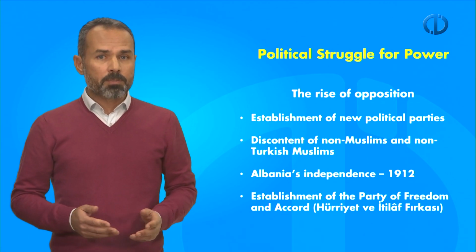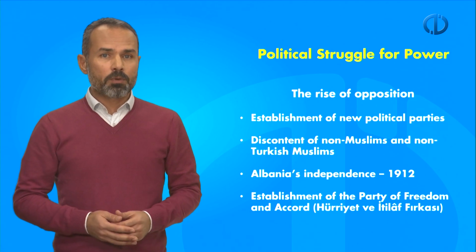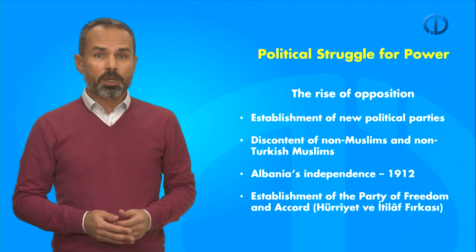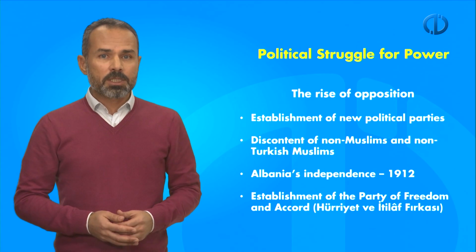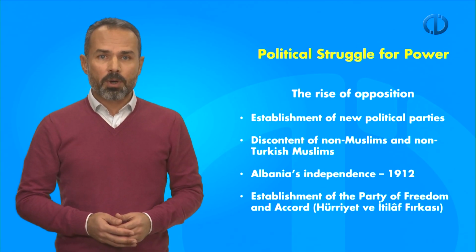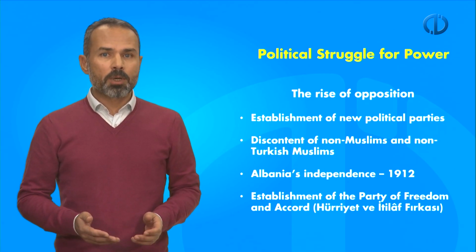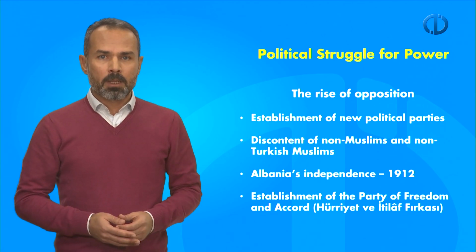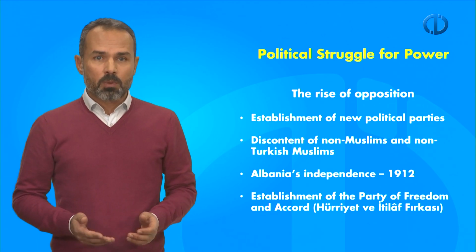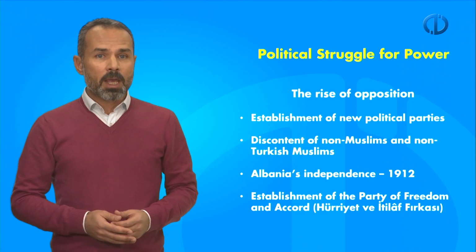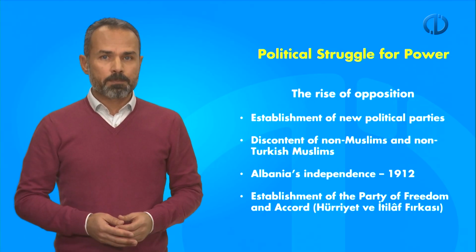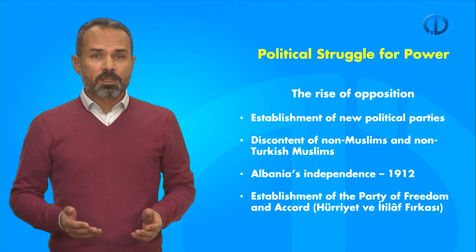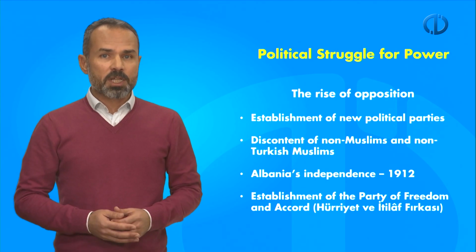The first type of opposition was the establishment of new political parties by the liberals. The dissident unionists also founded two parties because they were disturbed by the committee's policies. Another type of opposition was that of disaffected non-Muslims and non-Turkish Muslim communities. They desired a decentralized government and a degree of self-rule.